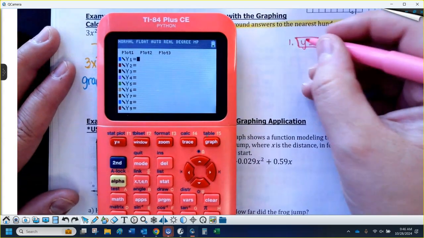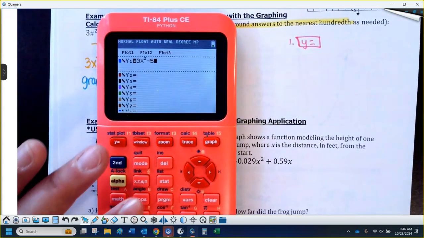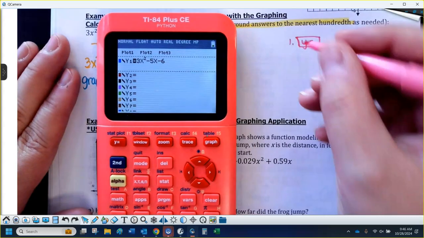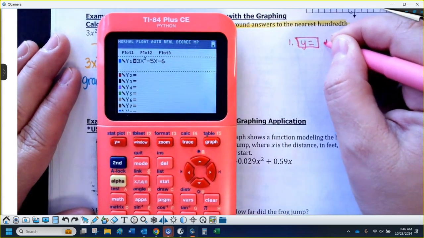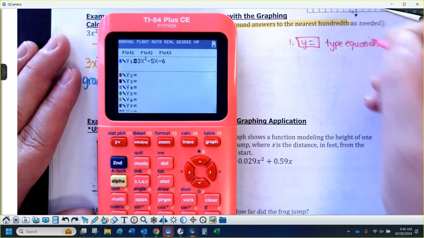Okay, now we're going to type in our lovely equation, which was 3x squared minus 5x minus 6. Make sure when you're doing this in here, you're subtracting between the terms, so use the subtraction sign. Don't use the negative key here. Once you type in, so I'm going to write type equation here for my directions.